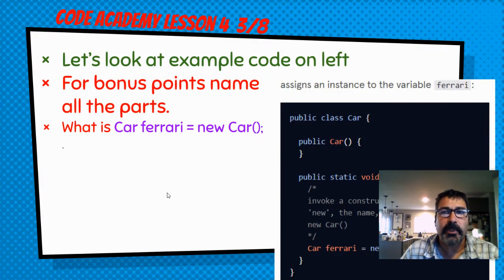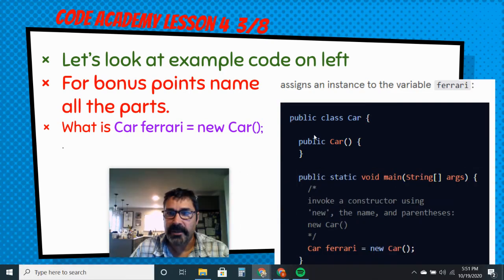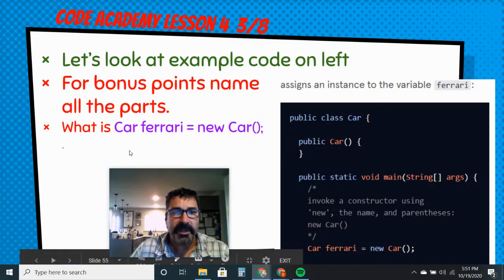Let's look at example code on the left for bonus points. Okay, so here's the code we looked at. So public class car, what is that called? Public car, that's new. So I'll teach you what that is. So that's the constructor, just so you know. You should know what this is. And what is the car for R equals new car? What's happening there? See if you can figure that out. Write that down in your notes. Well, I'll just tell you the answer.